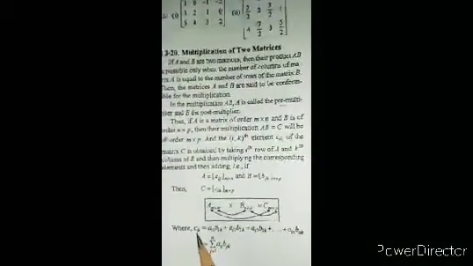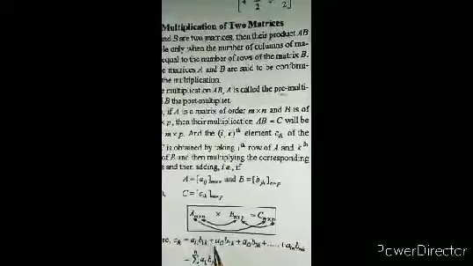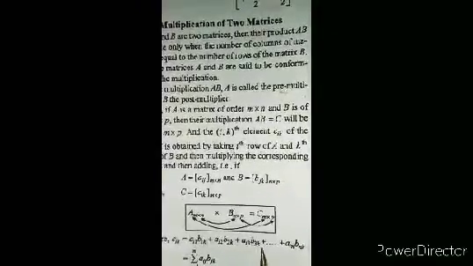Now you see how we will find it, where Cik is equal to Ai1 B1k plus Ai2 B2k plus Ai3 B3k plus, like that we will do. So here you see, summation j equals 1 to n of Aij Bjk. Here i is equal to 1, 2, 3, 4 till m, and k is equal to 1, 2, 3 till p.